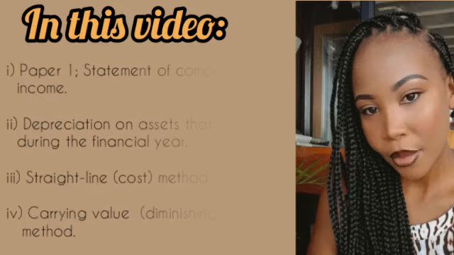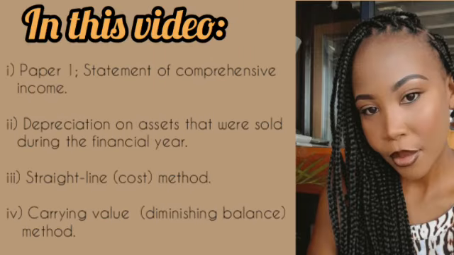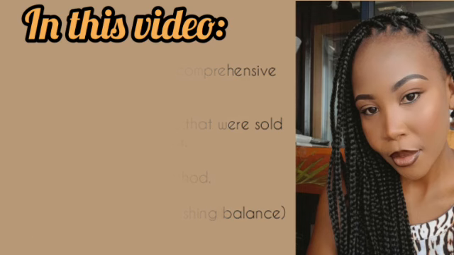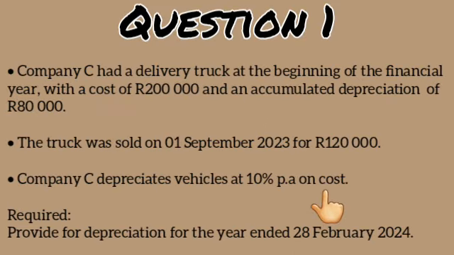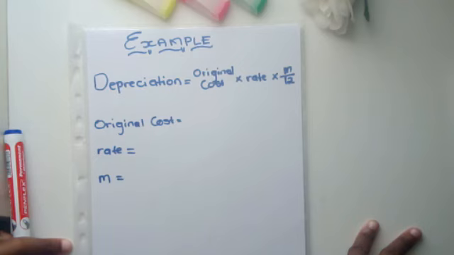Before we answer that question, this lesson will cover Paper 1 Statement of Comprehensive Income, which is a depreciation question on assets that are sold or disposed during the financial year. We will look into a straight line method question and then a carrying value method question. So our question is a straight line method question because they told us the rate is 10% on cost. So we are doing the straight line method, or the cost method, and the formula is as follows.